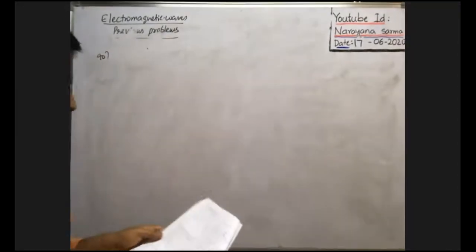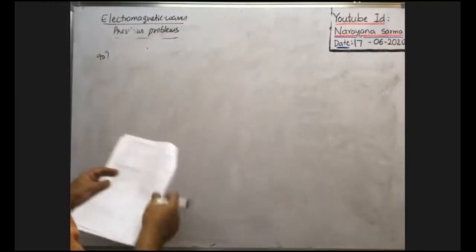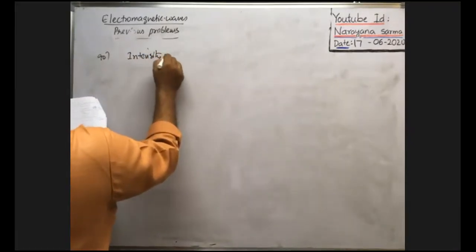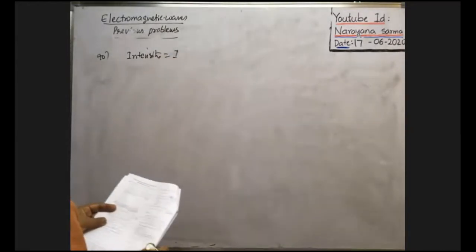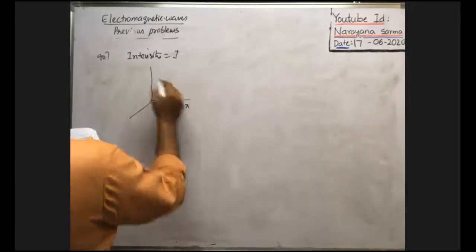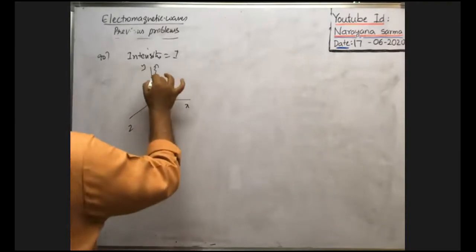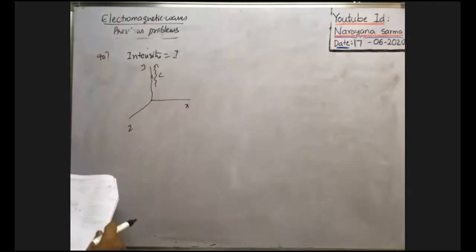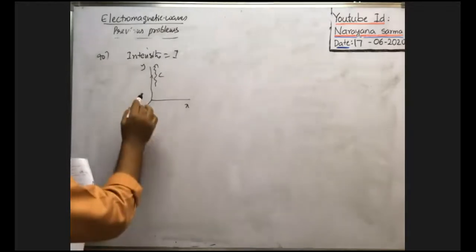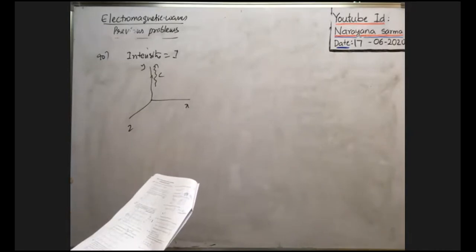90th problem. A plane electromagnetic wave of wavelength lambda has intensity I. The wave propagates along the y-axis, so the direction of propagation of the wave, or c, the speed of light, is along the y-axis. What are the allowed expressions for the electric and magnetic fields when the wave propagates along this direction?